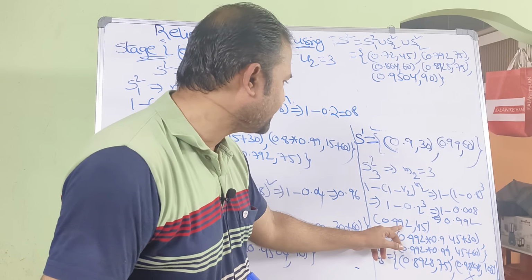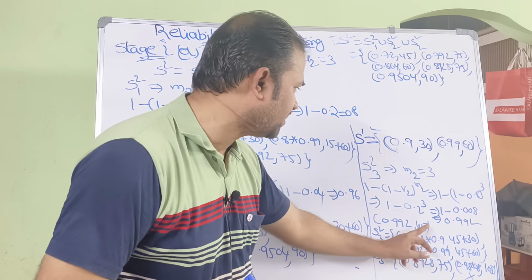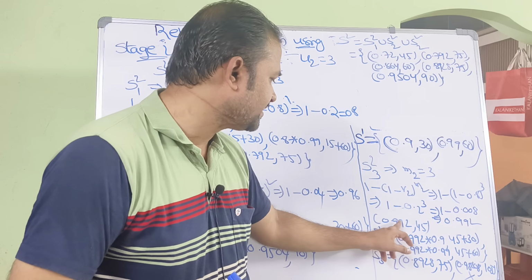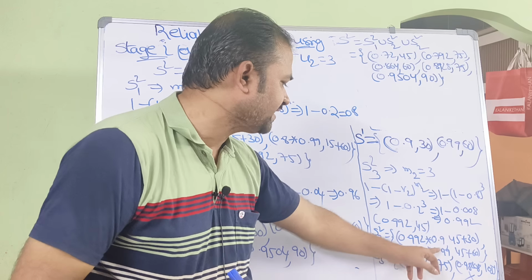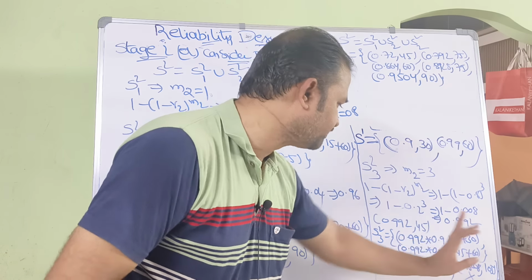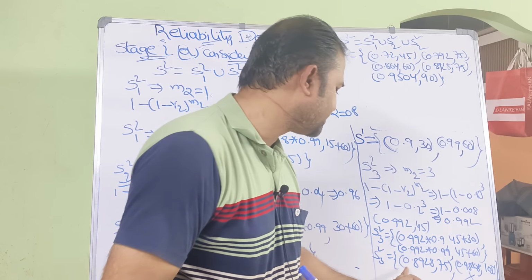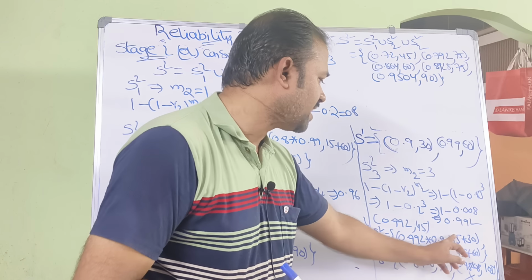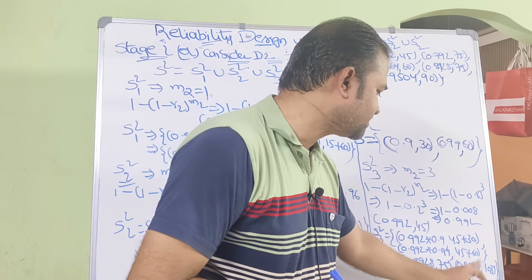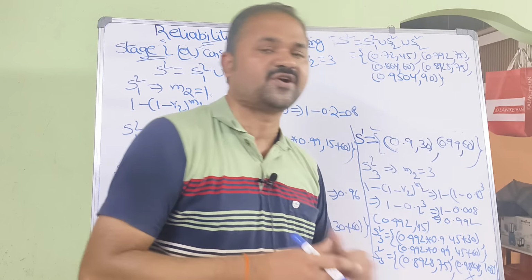So 0.992 into 0.9 comma 45 plus 30, and 0.992 into 0.99 comma 45 plus 30, 45 plus 60. If you do the multiplication, we will get 0.8928 comma 45 plus 30 means 75. If you do the multiplication, we will get this value. 45 plus 60 means 105.